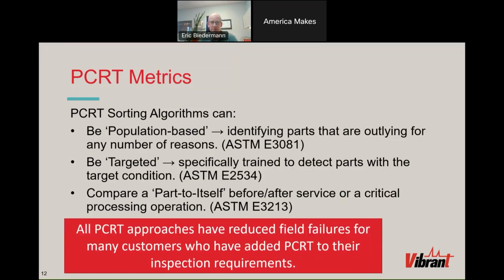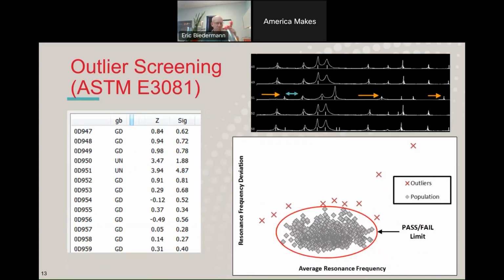So all of these approaches have demonstrated reduction in field failures for our customers, improved their operational costs, improved their inspection throughput. So we've had a lot of positive impact on our customers with these methods. So some examples of the application of these different methods. Again, for E3081, this is looking at screening for outliers and quantifying variation within and between populations.